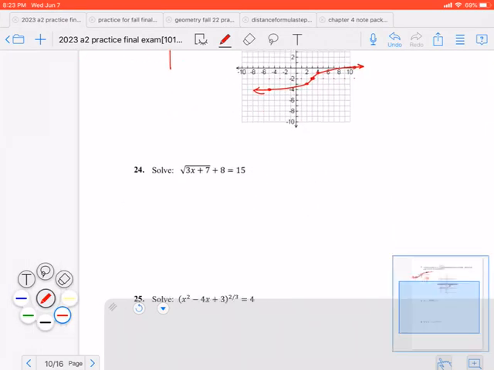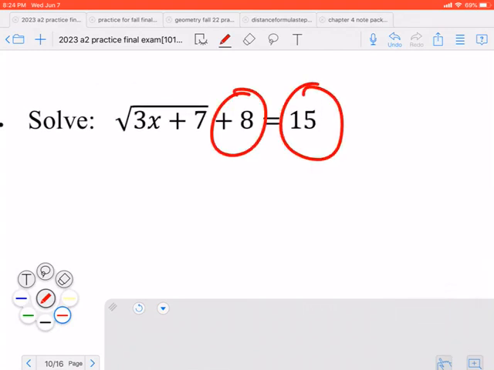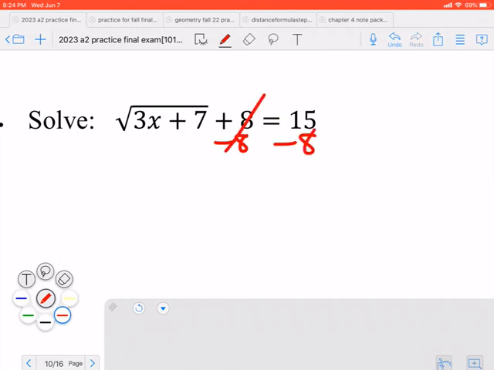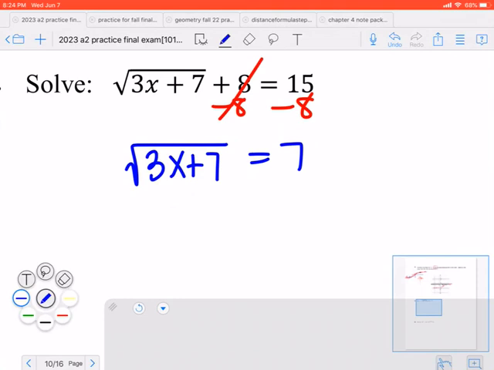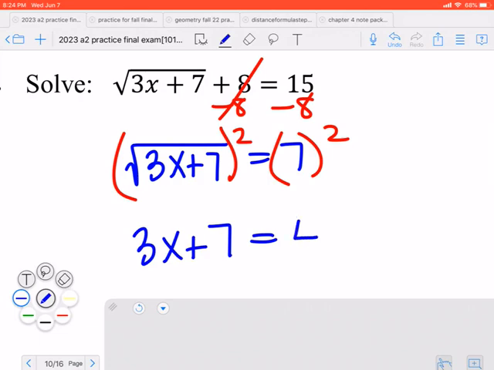Let's see, solve. All right, we've got like terms here, so before I do anything, I am gonna combine those like terms. So subtract 8 both sides. Now we have the square root of 3x plus 7 is equal to 7. And now to get rid of that square root, we would square both sides. The squaring undoes the square root, leaving just the 3x plus 7 on the left. And 7 squared is 49 on the right.